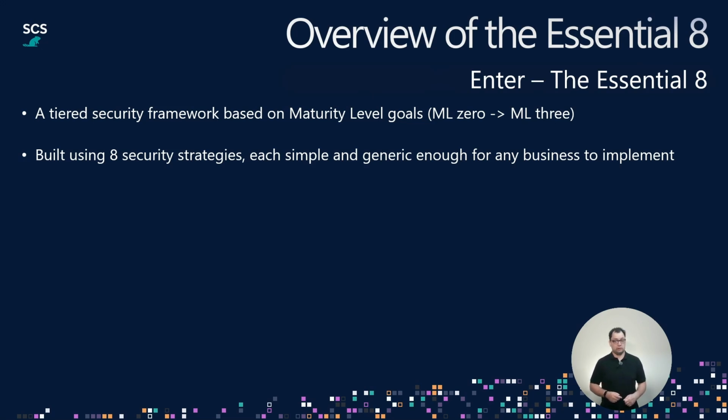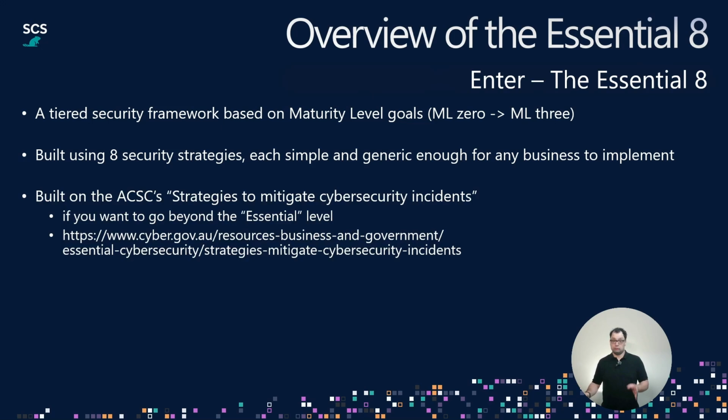Each strategy has between 3 and 8 controls to implement, where a good chunk are single configuration settings, or a free tool may help us manage multiple controls. For context, the Essential 8 is an extract of the ACSC's strategies to mitigate cybersecurity incidents. It is, quite literally, the 8 strategies in this document with a rating of essential. If you want to take a look at the rest, the link's here for you.